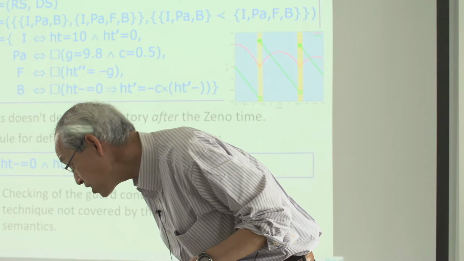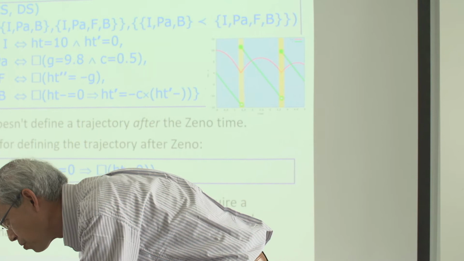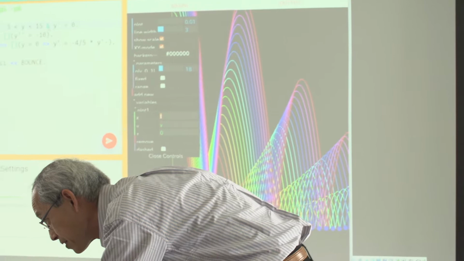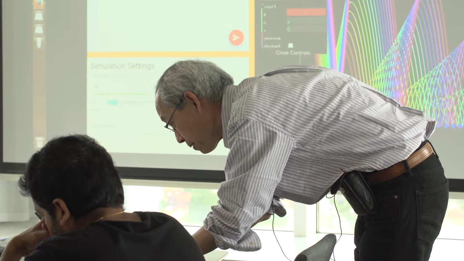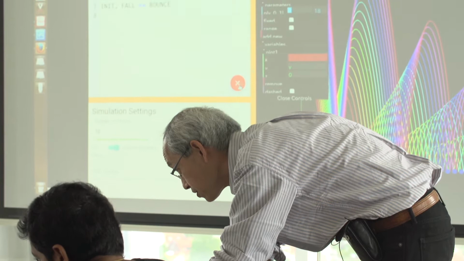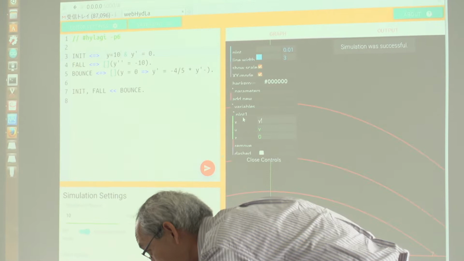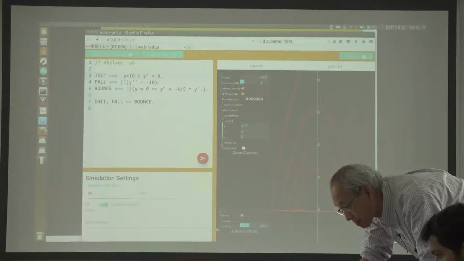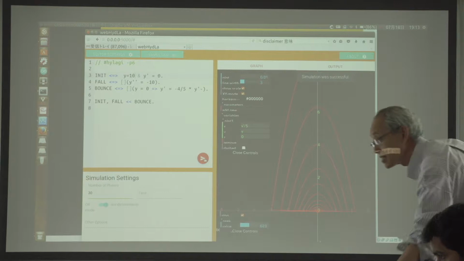Okay. And the next point is about the Zeno behavior. So I showed some example in the web Hedera example. So let me go back. Maybe I think it's better to go back to some simple example, y equals 10. And so this is a basic trajectory, but let's go this way.